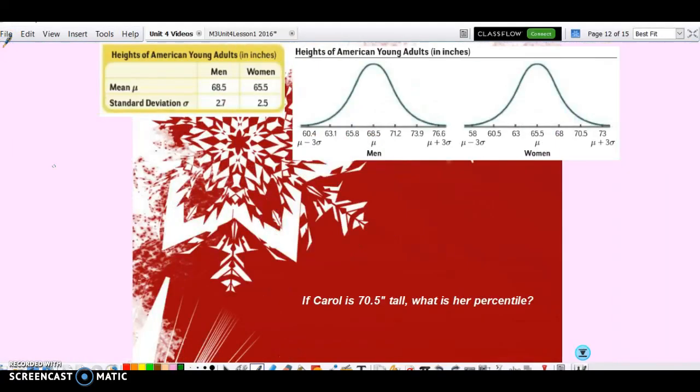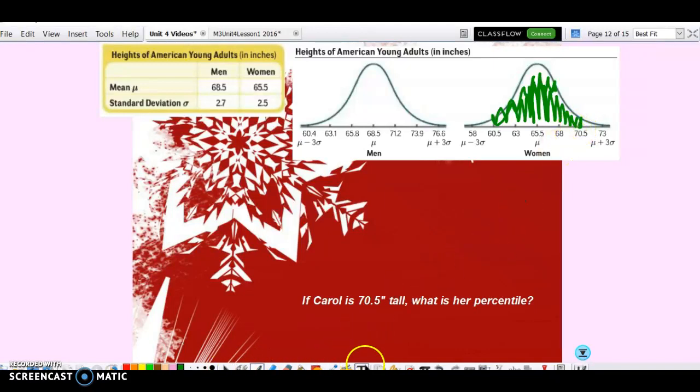So we now know Carol is 70.5 inches tall, and we have our bell curve, so we can put her right on here. We know exactly where she stands. They want you to find her percentile. Now that means what percent of the data is below you. So if I was going to shade on this diagram, that would mean she is taller than what percent of people. Now, being that she's on a perfect standard deviation, we can actually calculate this one by hand.